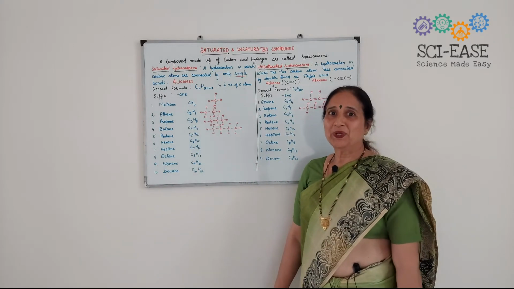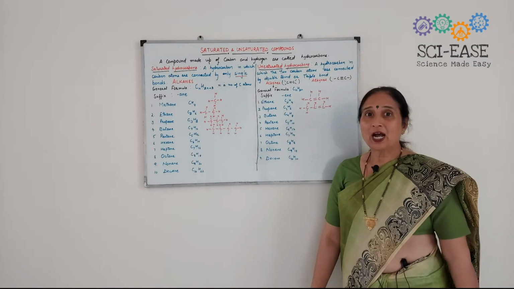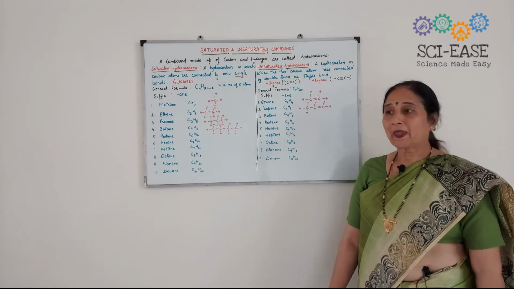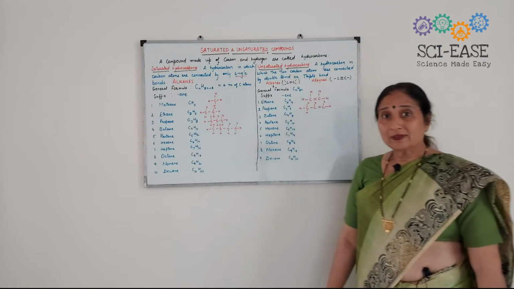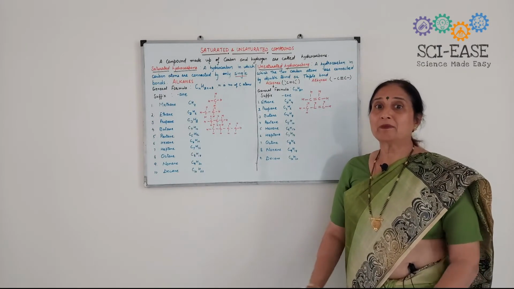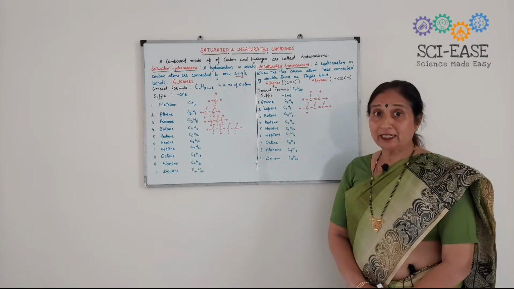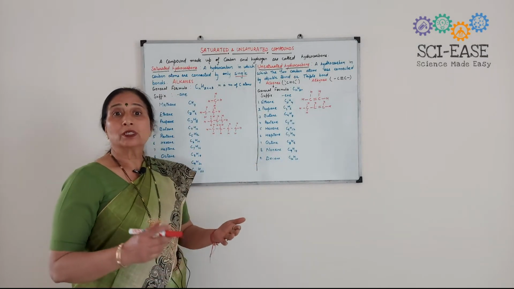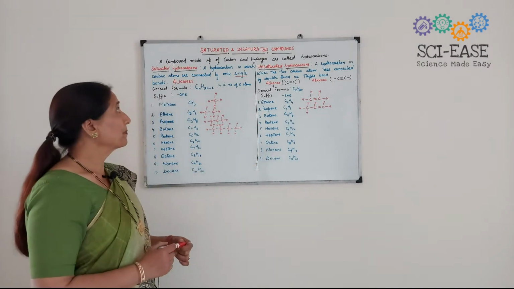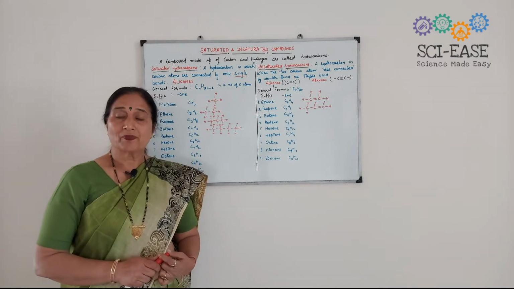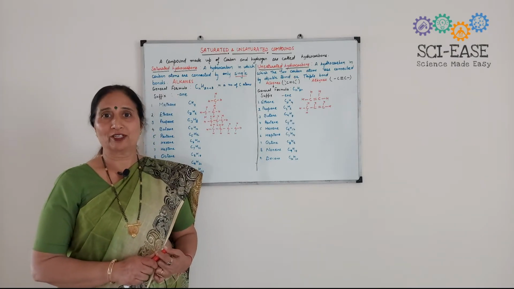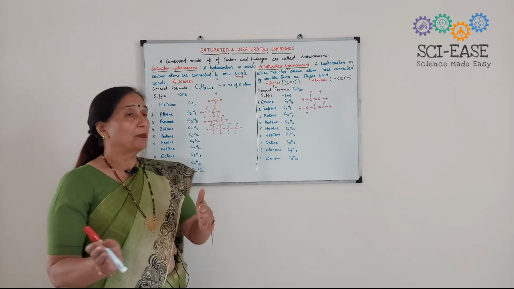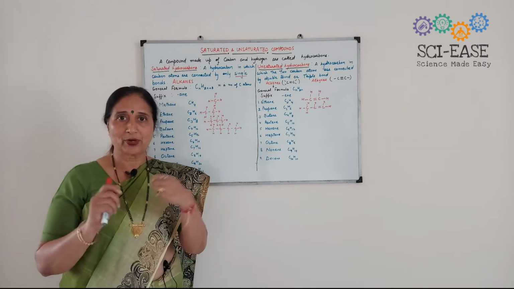In this video, I am going to tell you about saturated and unsaturated compounds. Saturated and unsaturated compounds I will take in detail. First, I will tell you about the hydrocarbons. Compounds made from carbon and hydrogen. From the name itself, it's clear. So, the compounds made up of carbon and hydrogen are called the hydrocarbons.